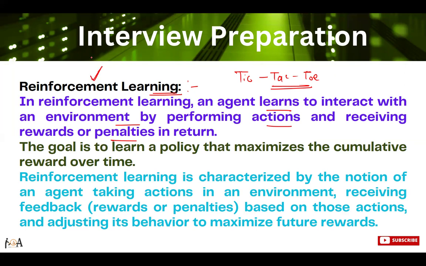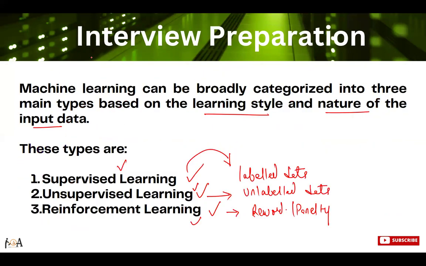So basically, again revising, machine learning can be categorized into supervised learning, unsupervised learning, and reinforcement learning based on the nature of the input data and the learning style of the algorithm, right? I hope that in this short video I could explain it so that you can answer them. They will understand that you know about the types of machine learning technique.